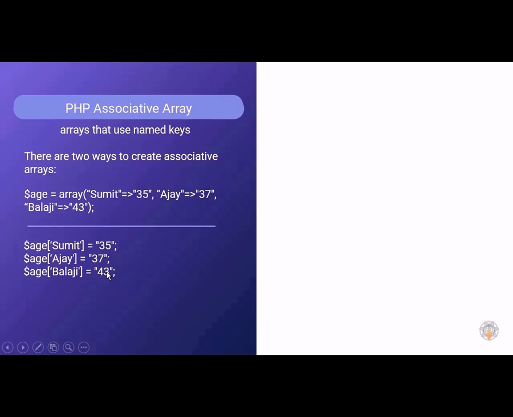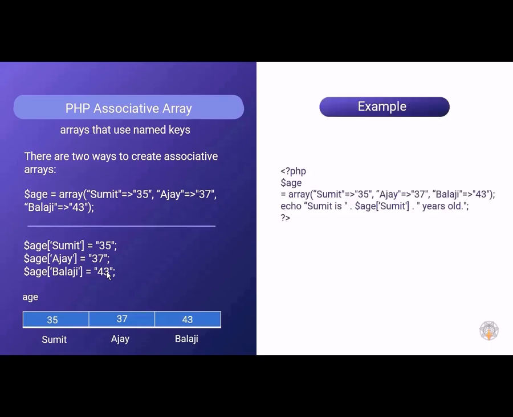Let's see a representation of an associative array. This is the array age, which will store three values: Sumit is the key and 35 is the value, Ajay is the key and 37 is the value, Balaji is the key and 43 is the value. Now let's move to the example. Here I am accessing the values of the age array, age and Sumit. Sumit is the key, and I am accessing those values using the key.